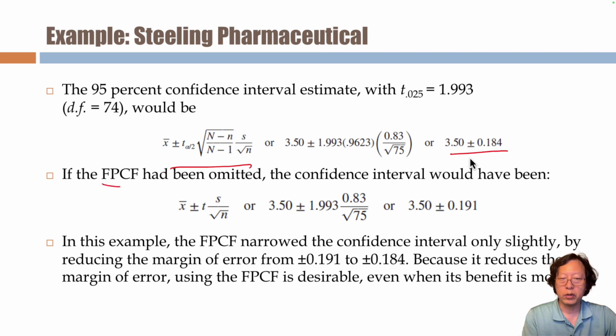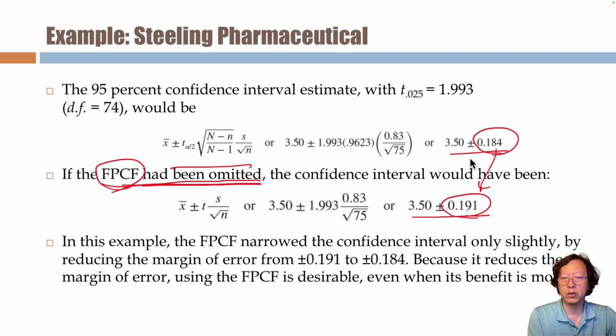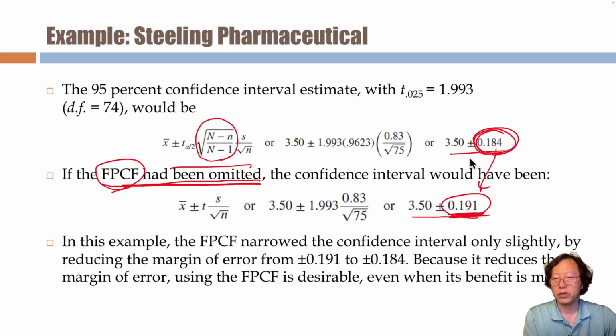If we don't apply the finite population correction factor, then you will have a little wider interval, as you can see here. If we don't use this factor, your confidence interval is a little wider. So actually, if you use this finite population correction factor, your interval gets tighter, smaller.